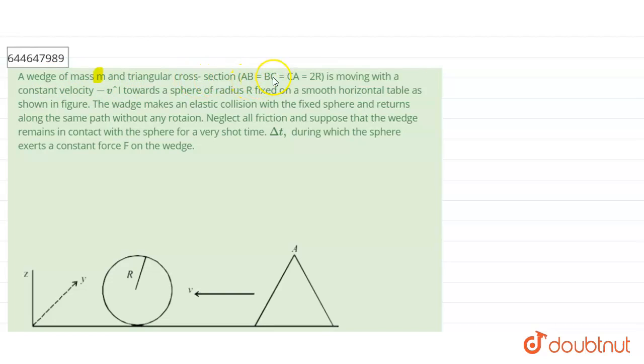Hello students, our question gives that a wedge of mass m has a triangular cross section, that is AB equal to BC equal to CA equal to 2R. So the triangle is an equilateral triangle. It is moving with a constant velocity minus Vj towards a sphere of radius r fixed on the smooth horizontal table as shown in the figure. The wedge makes an elastic collision with the fixed sphere and returns along the same path without any rotation.